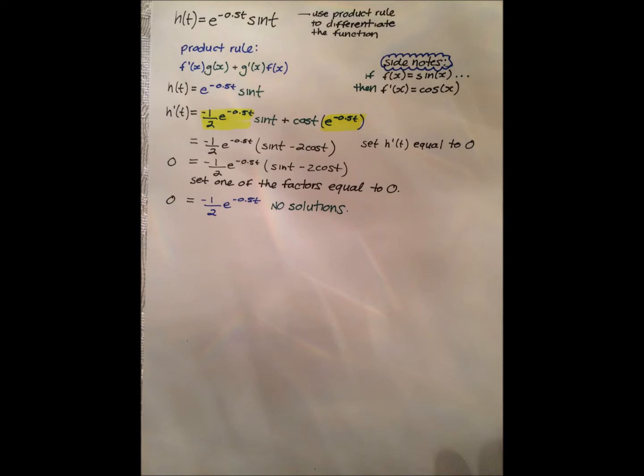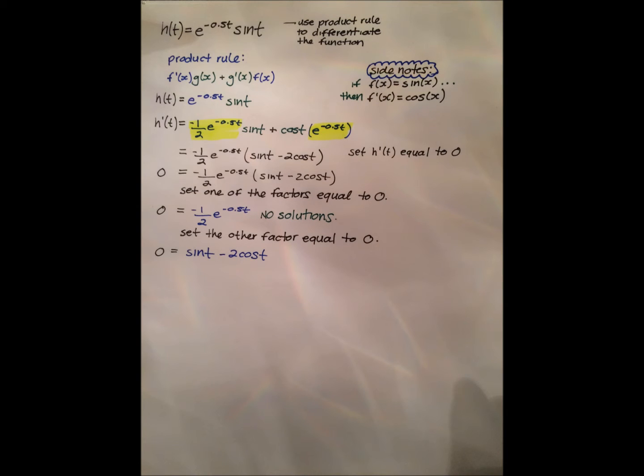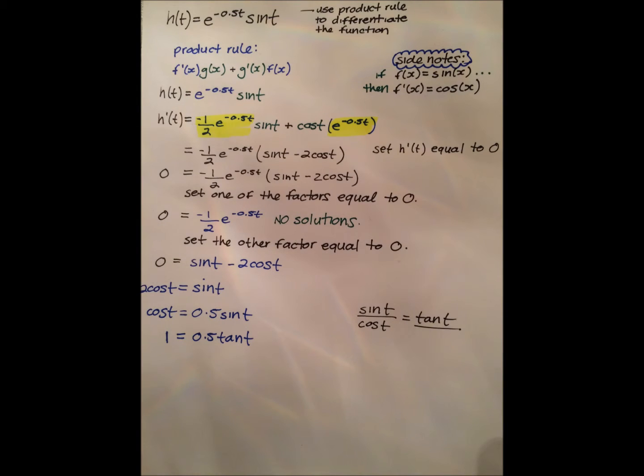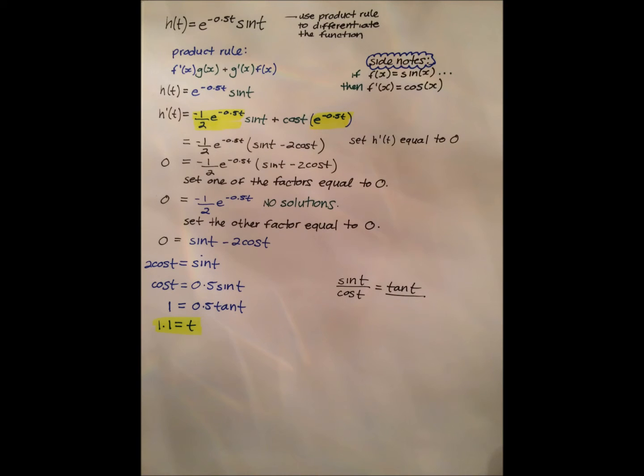Just to re-emphasize, the reason why we set the equation equal to 0 is because this is when the maximum velocity will occur. Now we can set the other factor equal to 0. In blue, we can see sine t minus 2 cos t. Now we can solve for the variable t. Just as a reminder, sine t over cos t equals tan t. Once we solve for t, this will give the max velocity that the car shock absorber would experience.